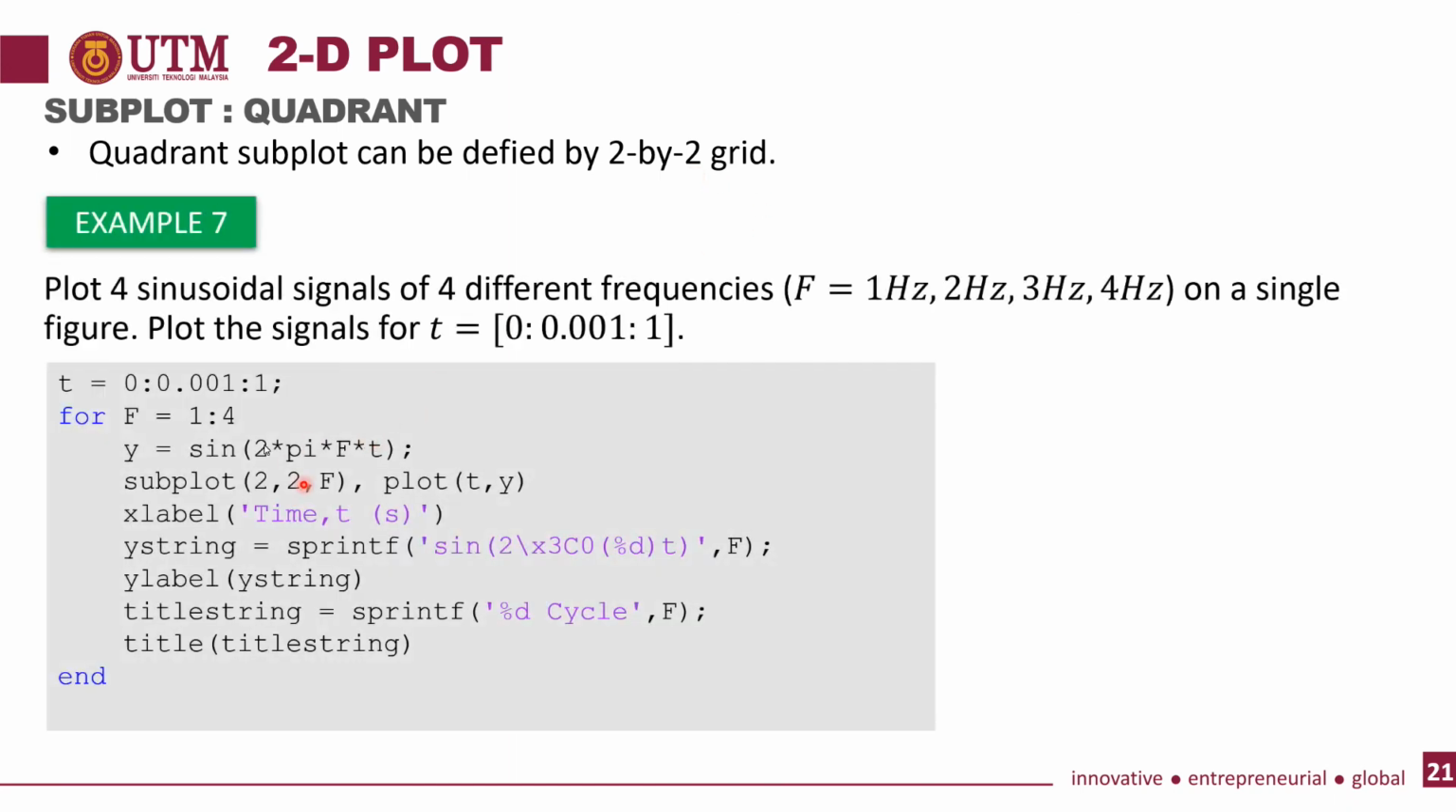Example number 7 asks you to plot 4 sinusoidal signals of 4 different frequencies: F equals 1 Hz, 2 Hz, 3 Hz, and 4 Hz on a single figure. You must plot the signal for t equals 0 until t equals 1 with a step of 0.001. You can see here we are using a for loop to plot this function because it is a sequence, 1 Hz, 2 Hz, 3 Hz, and 4 Hz. So we can use a for loop.